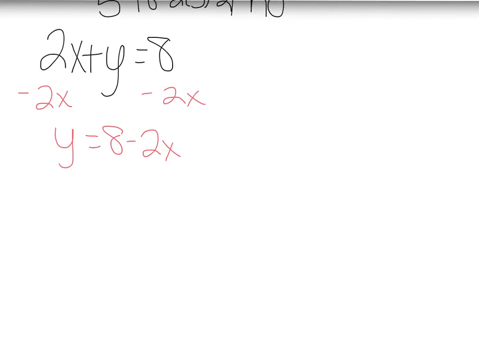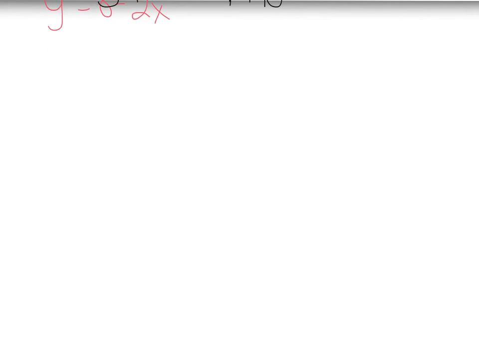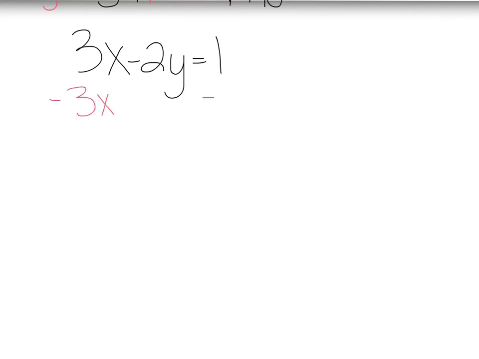Okay, let's look at one more, and then you guys can go ahead and get started on your homework. Let's do 3x minus 2y equals 1. Okay, for this one, once again, first thing we need to do is solve for y. Be really, really careful. I need to get rid of that 3x. How do I get rid of that 3x? I have to subtract 3x because it is a positive 3x.